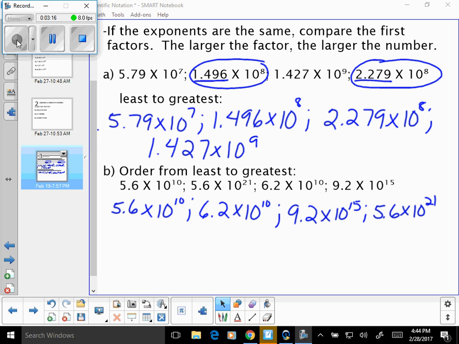That concludes today's lesson on ordering numbers using scientific notation.